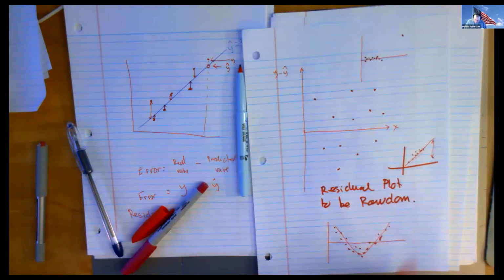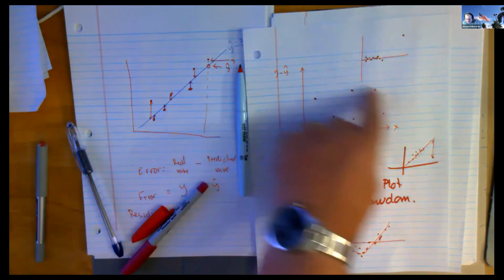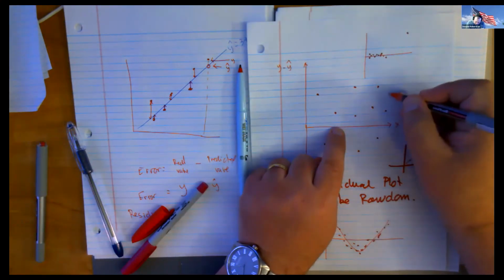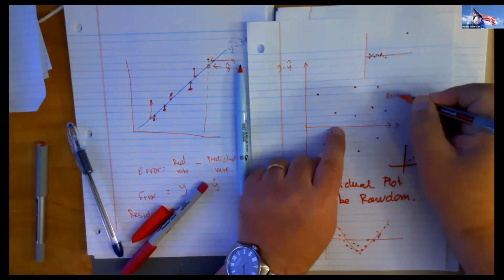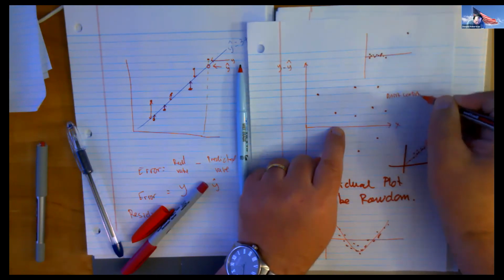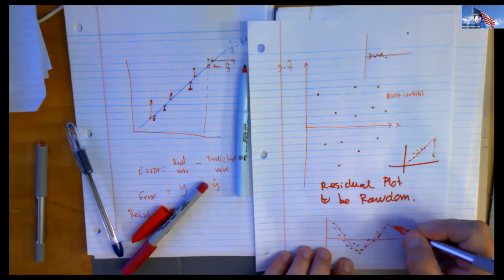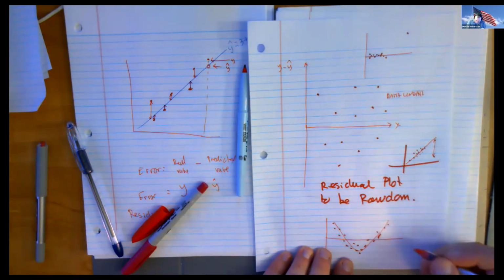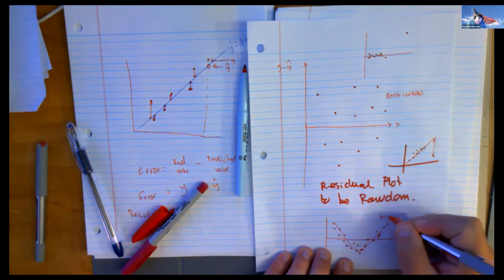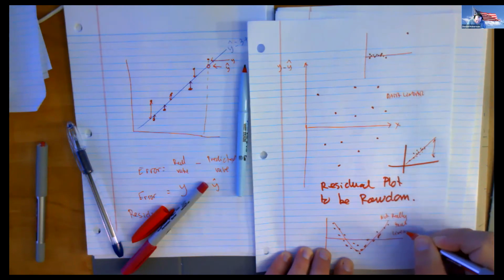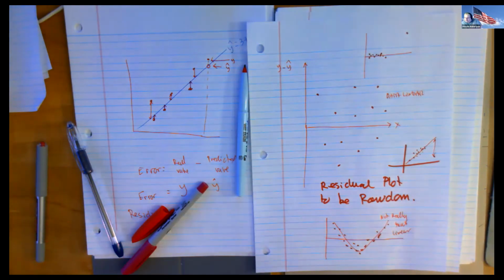So let's rewind. Random, happy face. Random, your data is linear. Great, use it, it's probably going to do a good job. Curved, patterned, I guess they called it patterned, but curved, not really that linear. I mean, it might be linear and then curve at the end, right? But it's not perfectly linear.